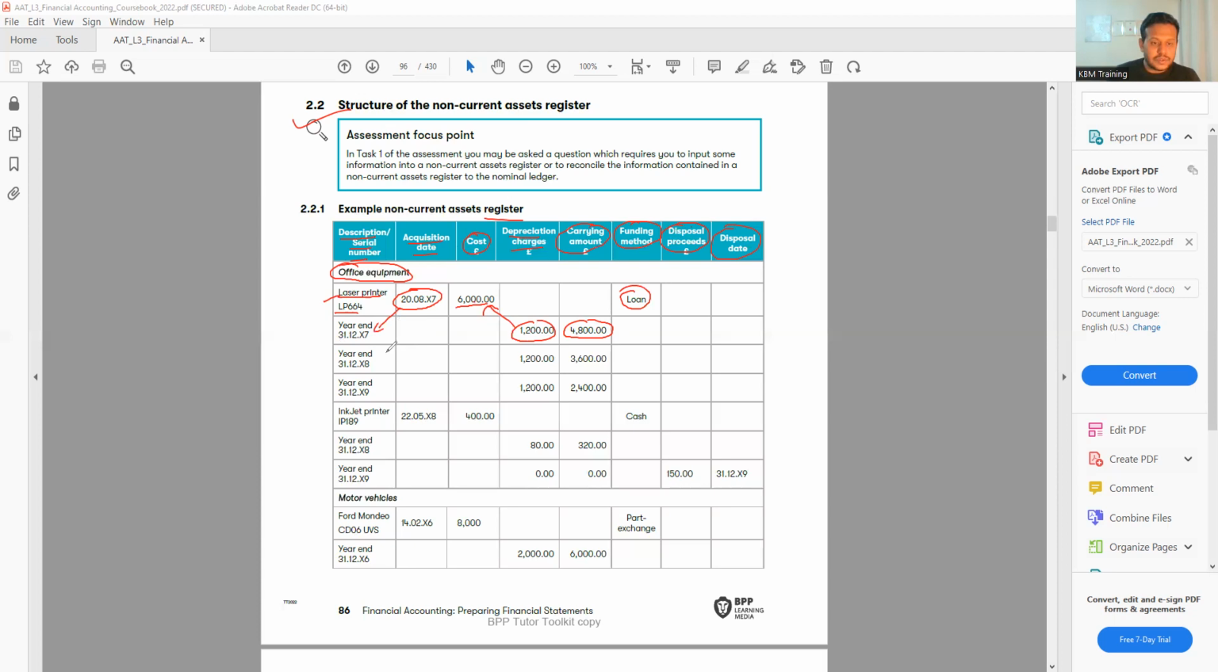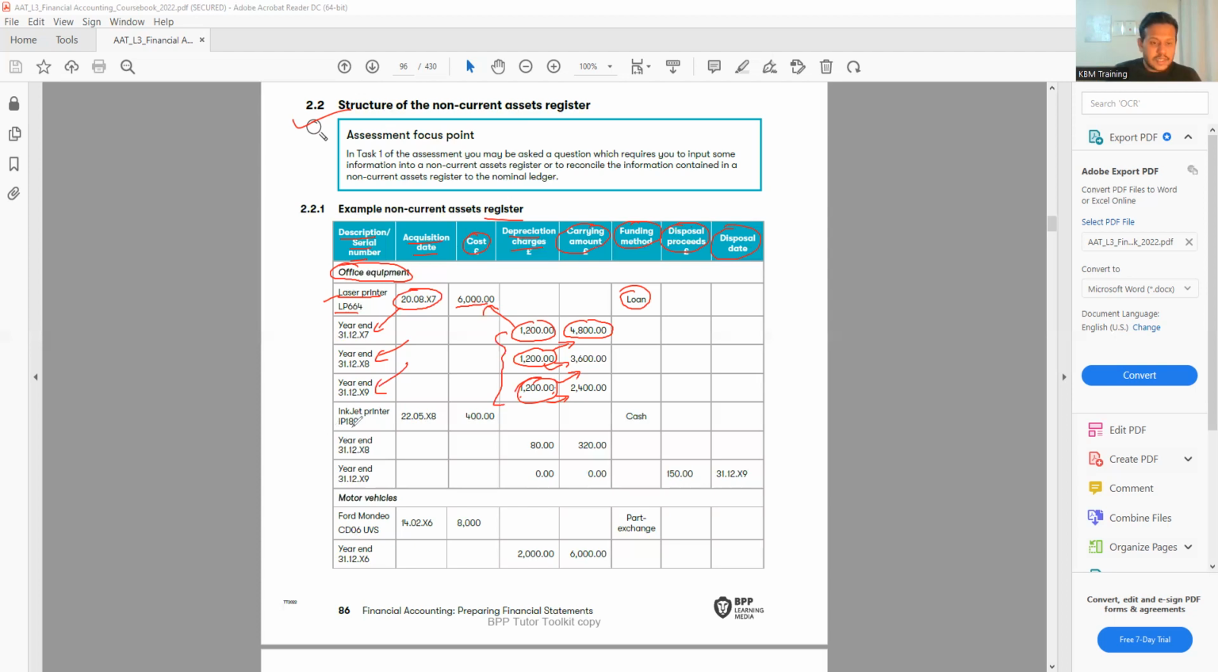Then at the end of year number 2, again the depreciation is 1200. So 4800 minus the depreciation gives me the carrying value 3600. Year number 3, again the depreciation is 1200. So 3600 minus 1200 gave me the carrying value 2400. You can see the depreciation is the same every year because we are using the straight line method. If it's diminishing, the depreciation will keep reducing every year.